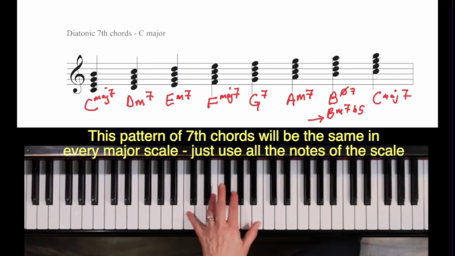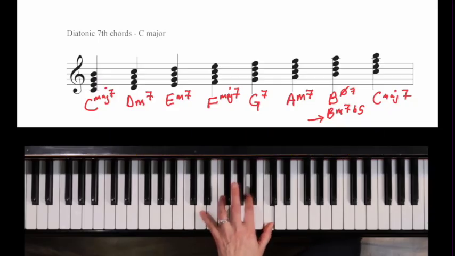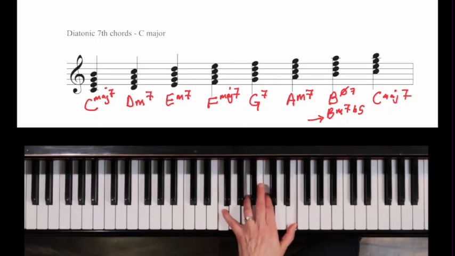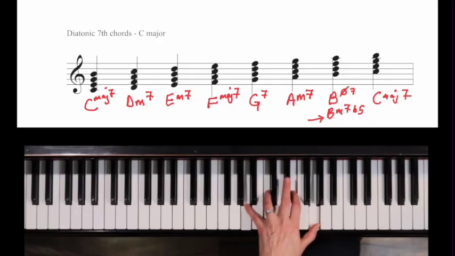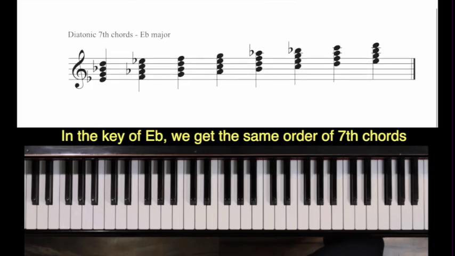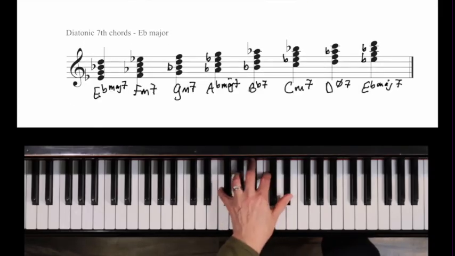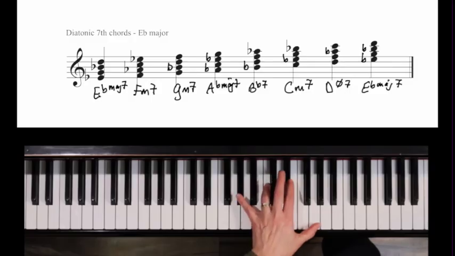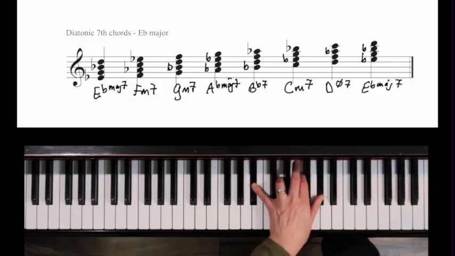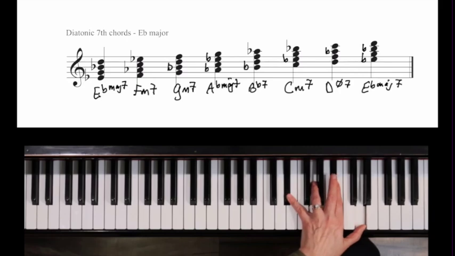If you are using the notes of any major scale, this is the harmonic pattern of 7th chords: major 7th, minor 7th, minor 7th, major 7th, dominant 7th, minor 7th, half diminished 7th, and major 7th. I'll just end by doing it in E flat. Major 7, minor 7, minor 7, major 7, dominant 7, minor 7, half diminished 7, major 7.